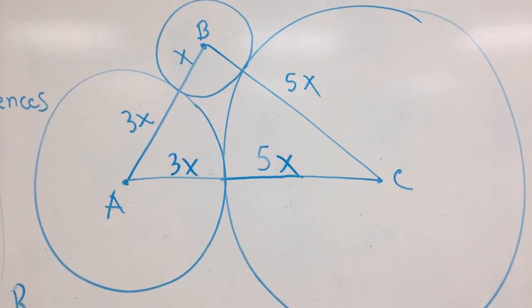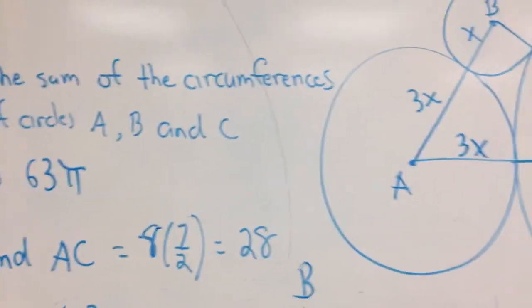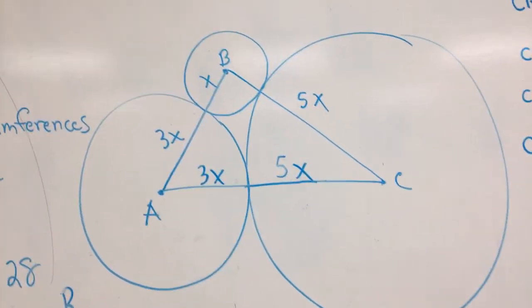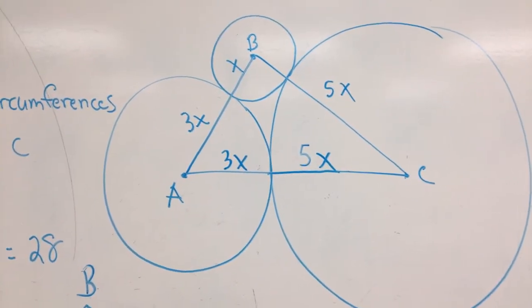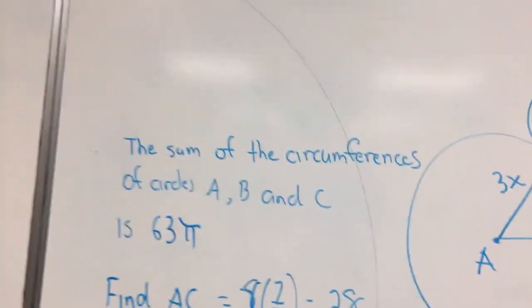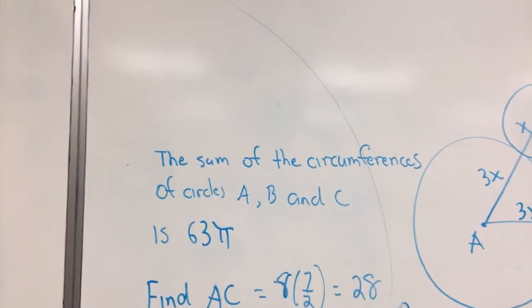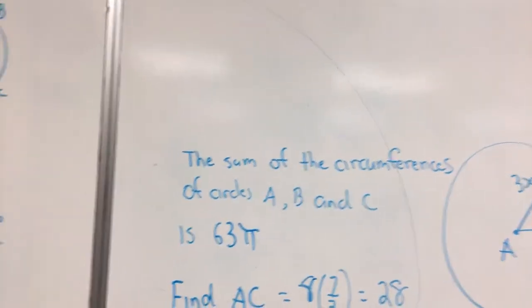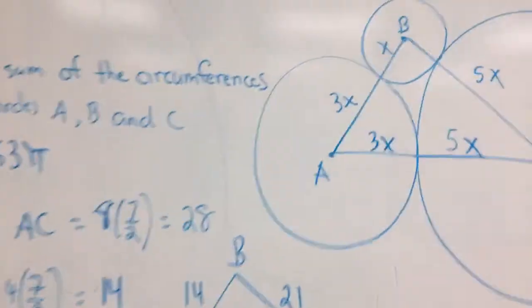Now, they want the length of AC. And they tell you that if you take all three circumferences and you add them up, you get 63 pi. So the sum of the circumferences of circles A, B, and C is 63 pi. Find AC. Well, what I did, I came over here.